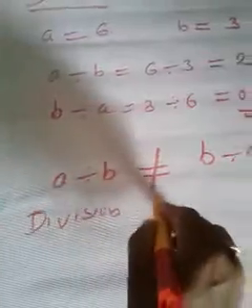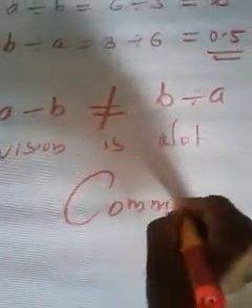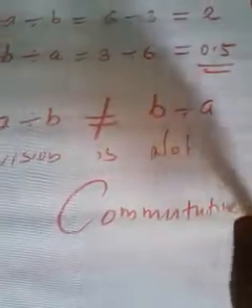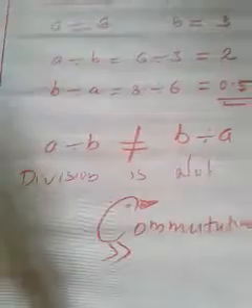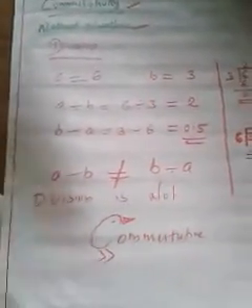Then what can we conclude? Division is not commutative. Division is not commutative. You may have understood.